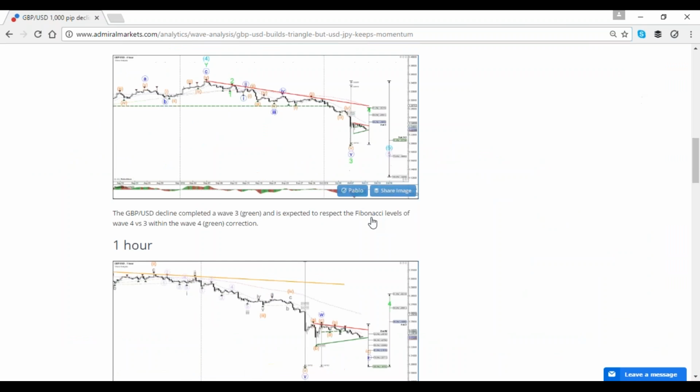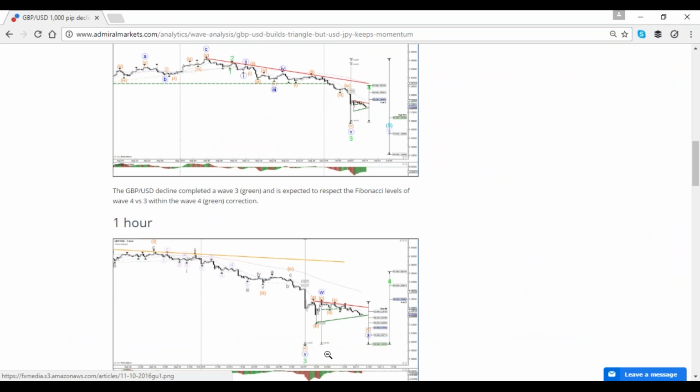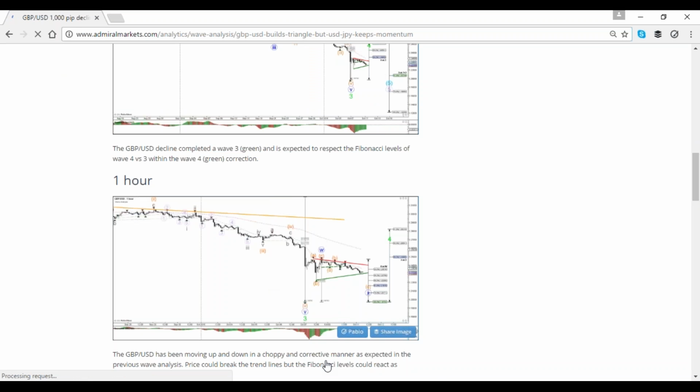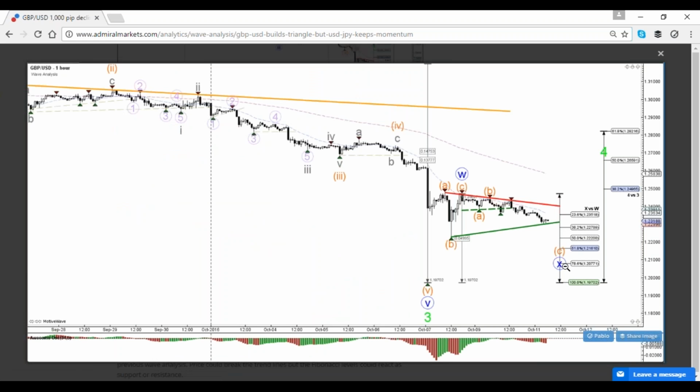So if we zoom into the hourly to get a bit of a picture about that, like this. Basically, I think we're looking at some complex correction that's going to start. And if price does break these trend lines, I don't think you see them yet. Let me refresh it. But if you see the break of those trend lines, then I would expect price to respect these fibs, right? Or at least some of them. I don't think the price is going to really push all too far.